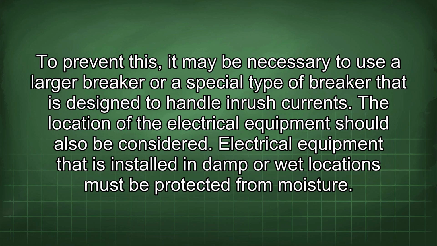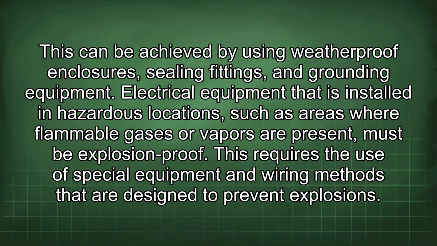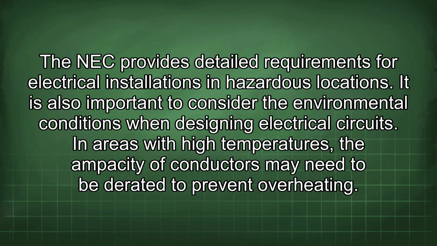Electrical equipment that is installed in damp or wet locations must be protected from moisture. This can be achieved by using weatherproof enclosures, ceiling fittings, and grounding equipment. Electrical equipment that is installed in hazardous locations, such as areas where flammable gases or vapors are present, must be explosion-proof. This requires the use of special equipment and wiring methods that are designed to prevent explosions. The NEC provides detailed requirements for electrical installations in hazardous locations.